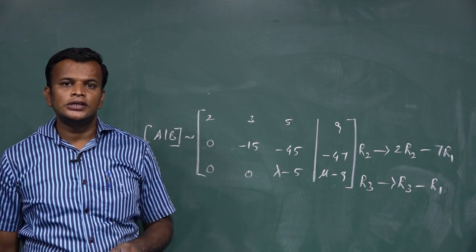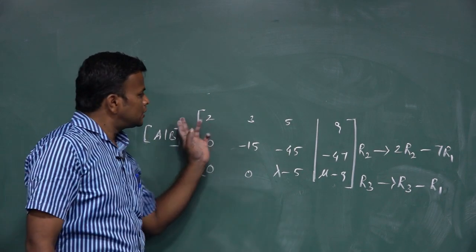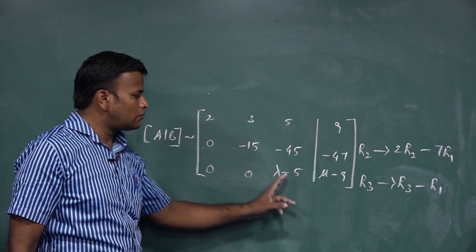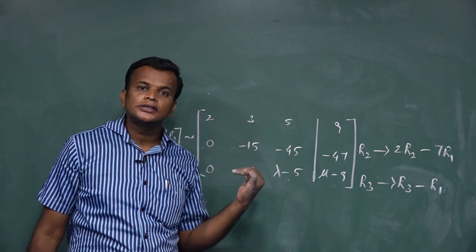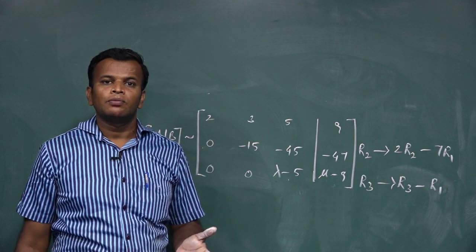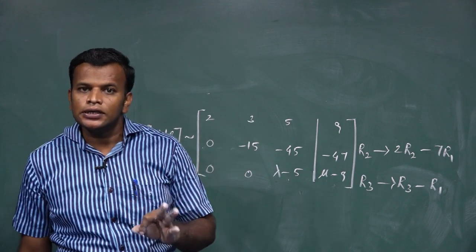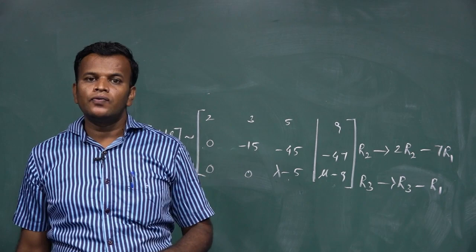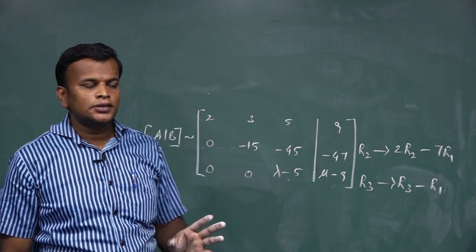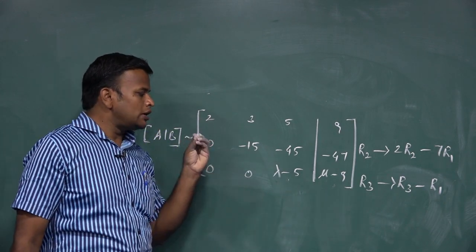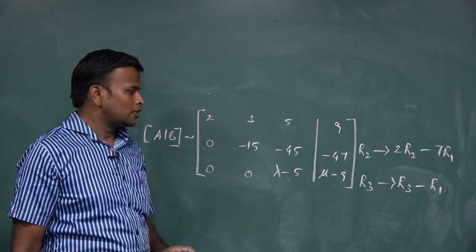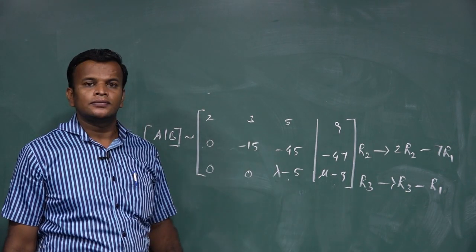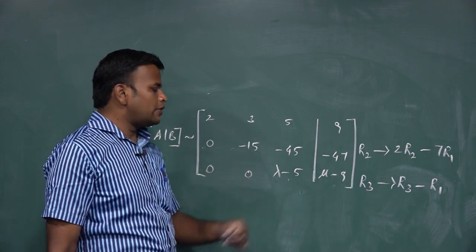The second subdivision is unique solution. When does the given system have a unique solution, for what values of lambda and nu? You know very well, by the rank method, for the system to have a unique solution both the ranks should be equal to 3. That is, the rank of [A|B] and the rank of A should be equal to 3. So we put in which values of lambda and nu the rank is 3.